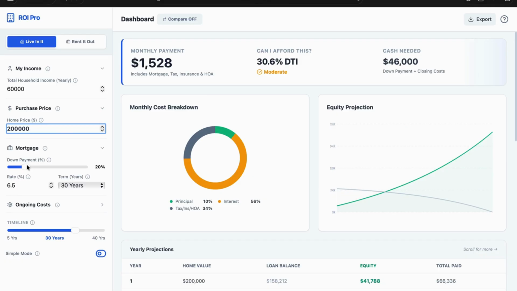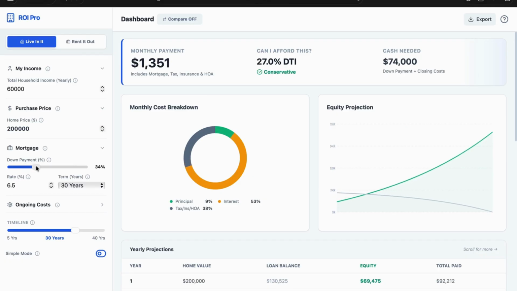Let's adjust for a more realistic scenario. By dropping the purchase price to $200,000, the gauge shifts to moderate. You have full control over the mortgage details, including the down payment percentage and interest rates.